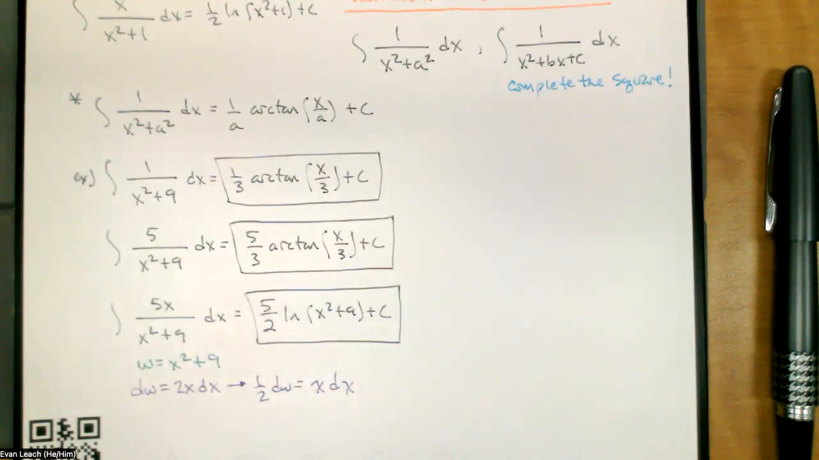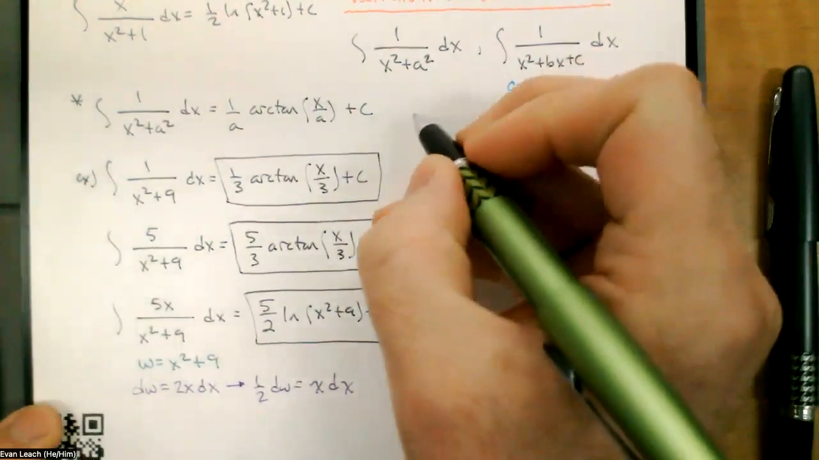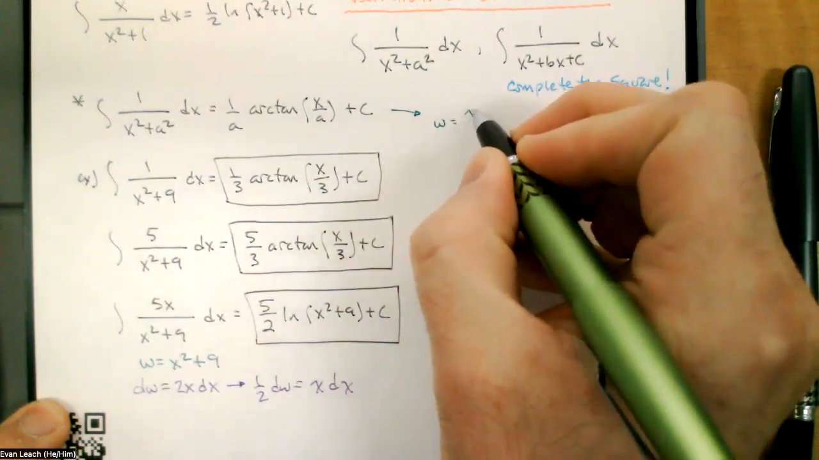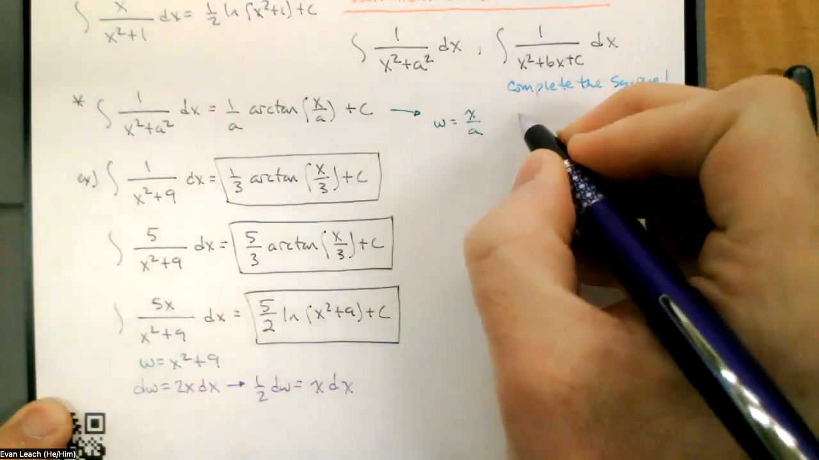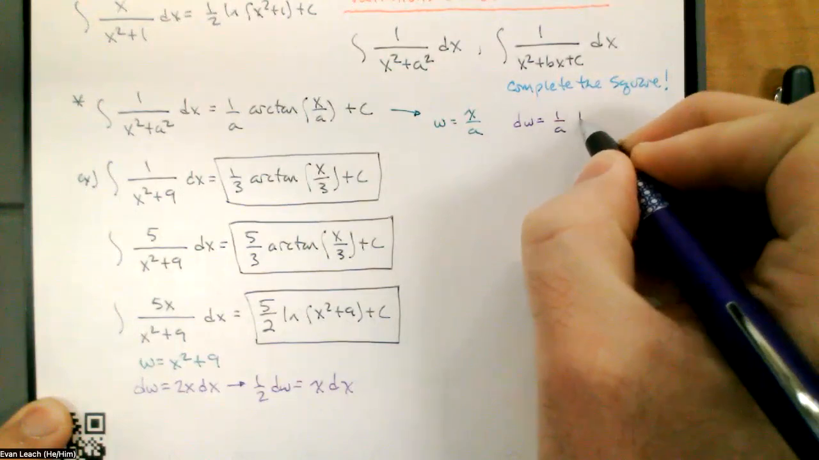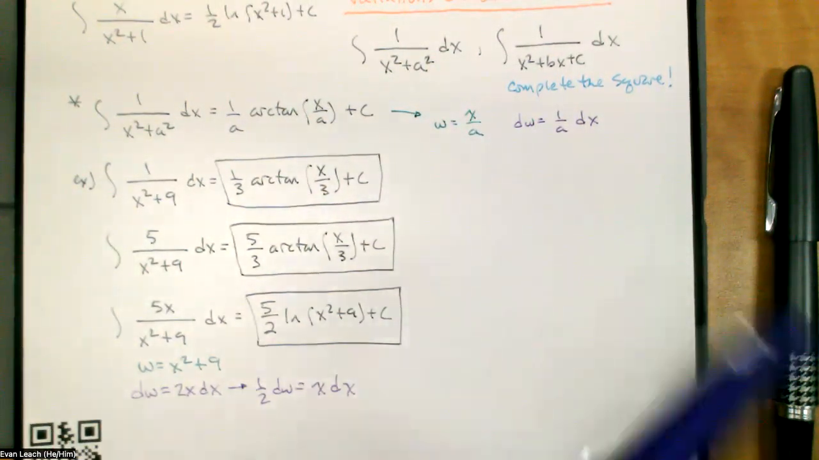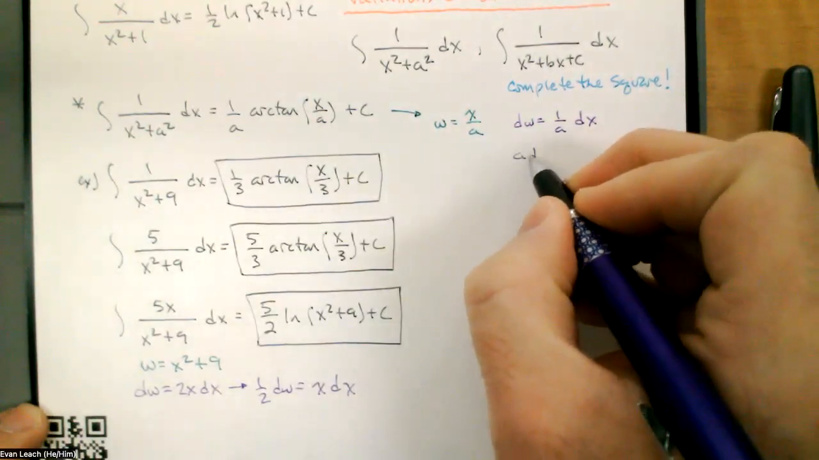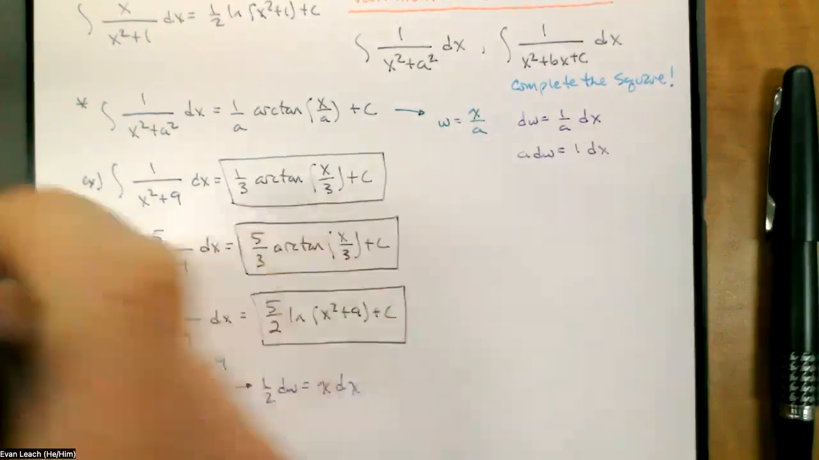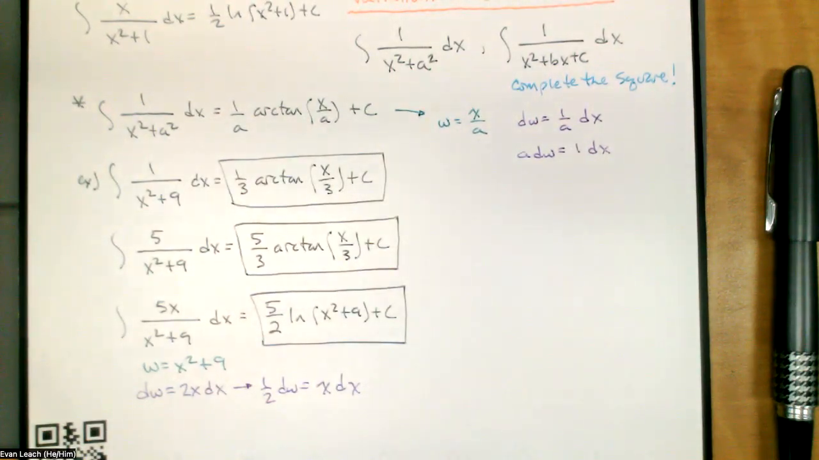Make the substitution w equals x over a. So if we make the substitution w equals x over a, then dw is just 1 over a dx. So we could write this as a dw is just 1 dx. If we rewrite our x squared plus a squared in terms of w, then that would give us an aw replacing the x.